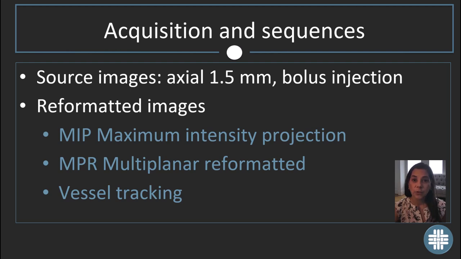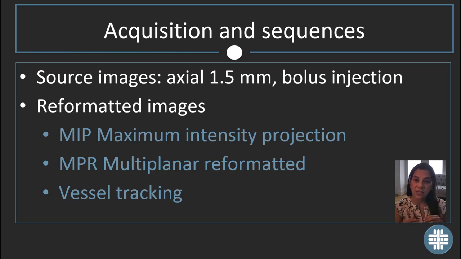CTAs are acquired during the dynamic administration of iodinated contrast with thin collimation. In our institution, we use 1.5 millimeter. Then that information gets reformatted, and we use different sets of reformatted images. We use maximum intensity projection images, in which we take one voxel and only display the maximum density on that voxel. We also use multiplanar reformatted images, in which we display all the gamut of densities within each voxel.